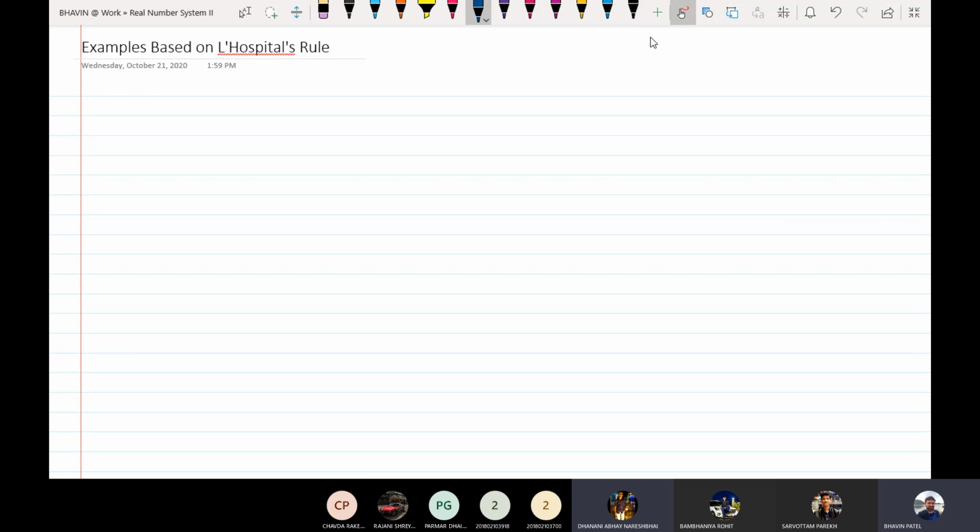Yes. Either it is 0/0 form or infinity upon infinity form. And L'Hopital rule can be used for finding limit of function. Okay. So let me take some examples. So the first example is this.